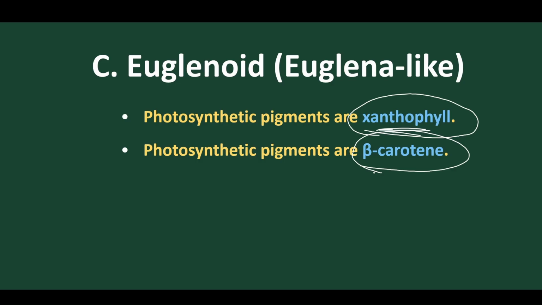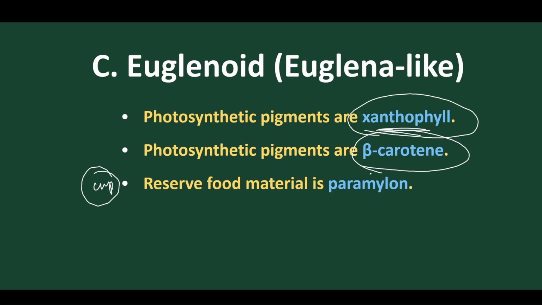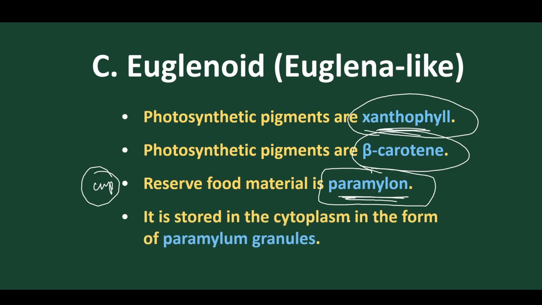But in dinoflagellates we find both alpha and beta carotenes present, but here only beta carotene is present. In addition to other pigments, beta carotene is also present. This is a very important point. The reserve food material is a type of polysaccharide called paramylon.